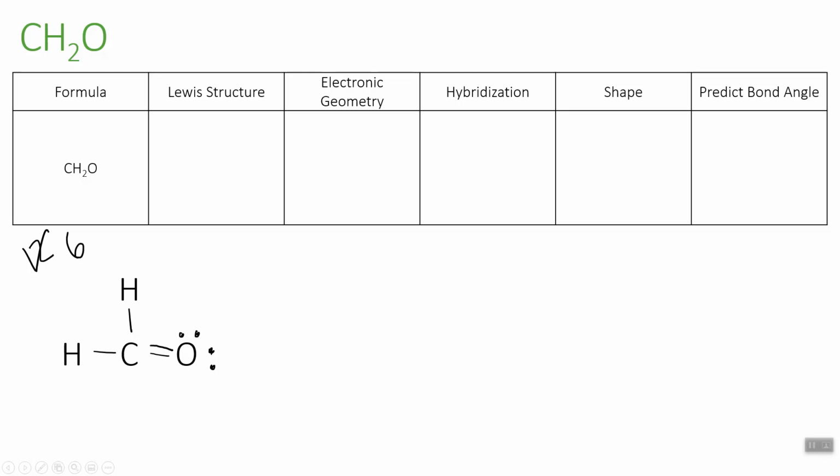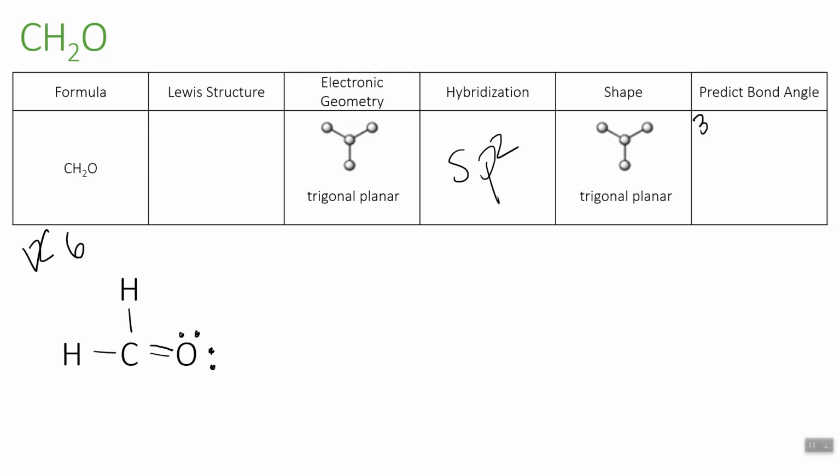So this is going to have a trigonal planar electronic geometry, and we've got sp2 hybridization associated with that. And the shape is also trigonal planar because all of those electron domains are bonding pairs. None of them are lone pairs. So we've got a total of 3 domains, and the angle that is associated with that is 120 degrees.